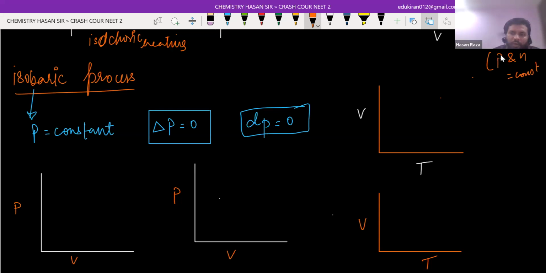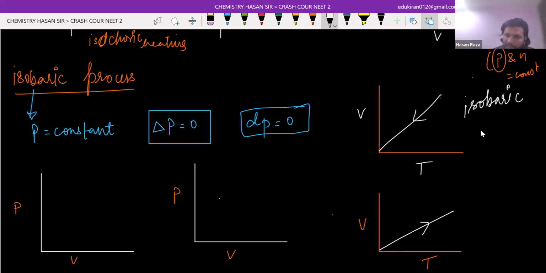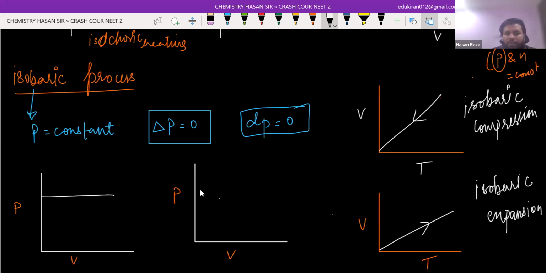Now, whenever pressure is constant, that means it is an isobaric process, and the graph will start from here, directly proportional. So it will be like this and this. So it is isobaric. You can see the direction is downward, that means volume is decreasing. So isobaric compression. And here, if you are going to see, it will be isobaric expansion.